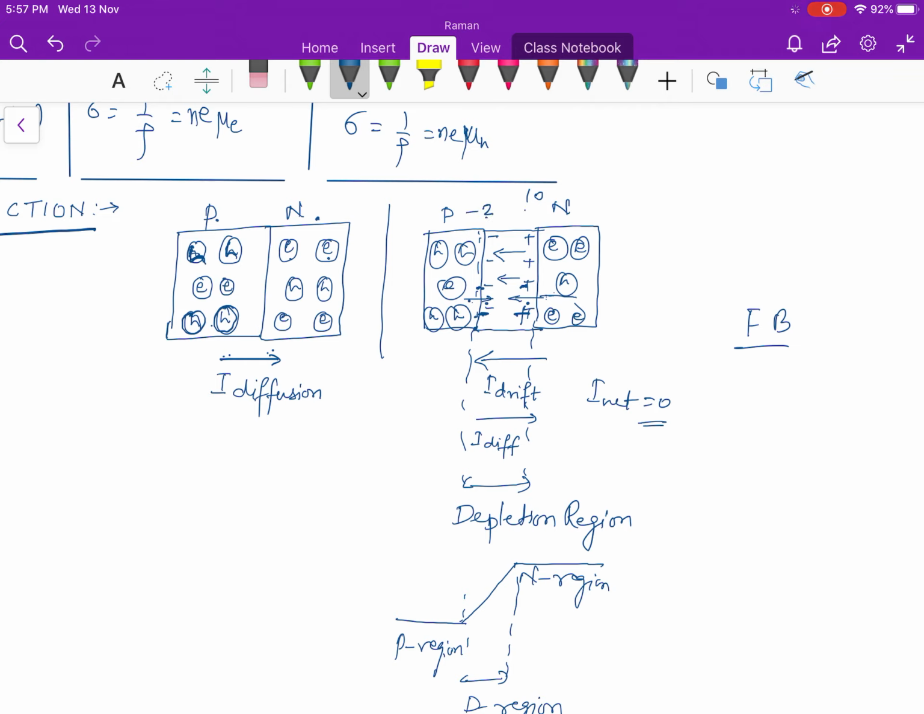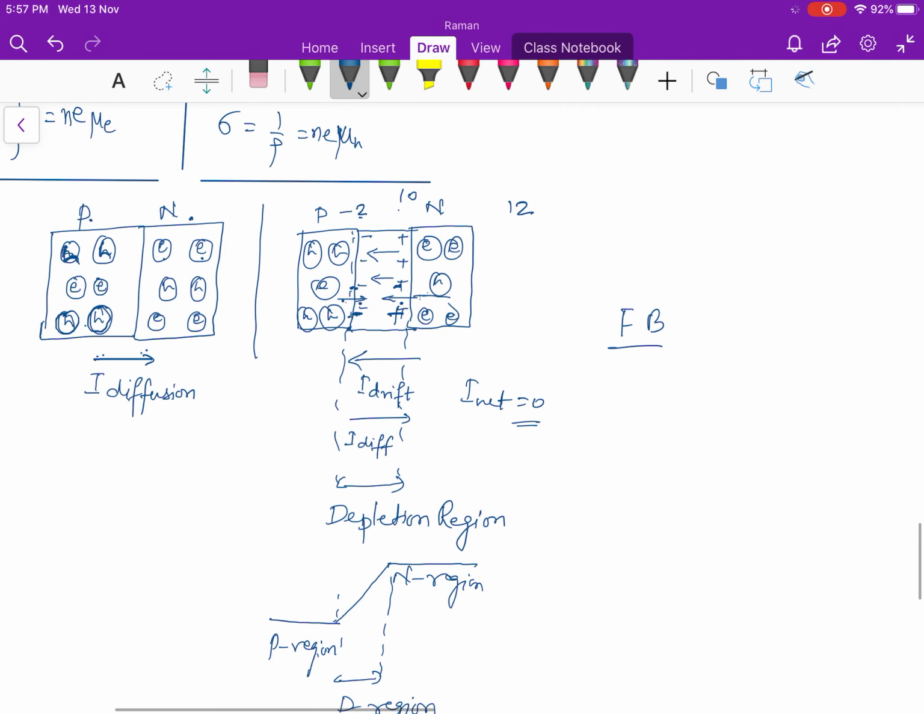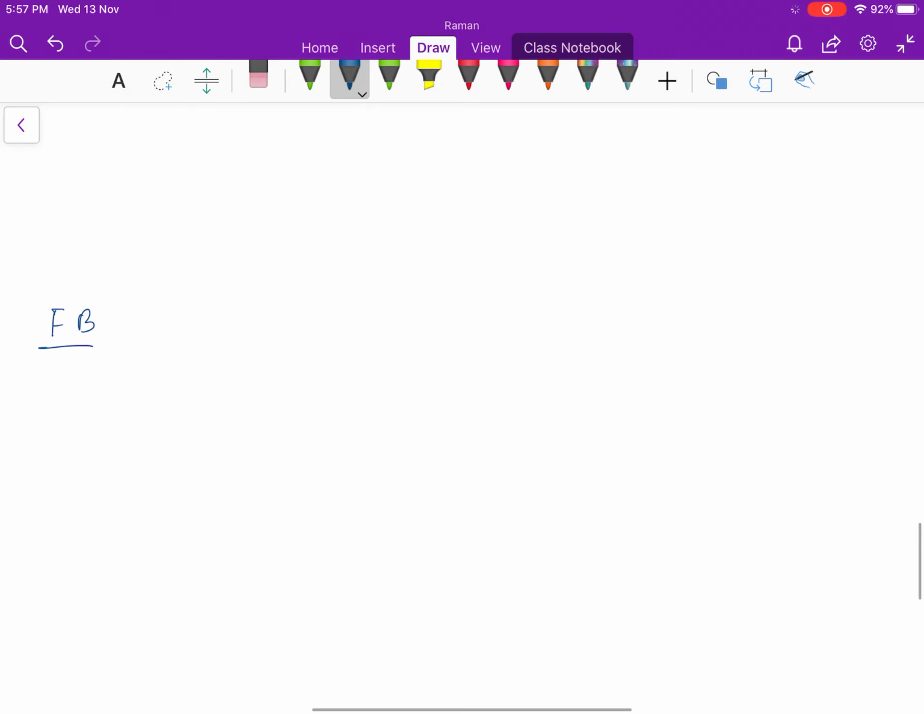So what is the potential difference? 12 volt. Now if we want to decrease the width of this depletion region, that means decrease this potential. This potential is called barrier potential. This potential difference between P side and N side is called barrier potential, okay. So basically in case of forward biasing, we need to decrease the width.